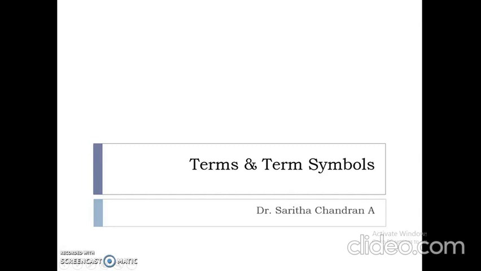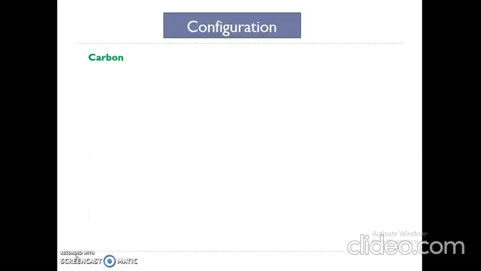Hello everyone. Today we'll study about terms and term symbols. Suppose your teacher asks you to write the electronic configuration of carbon. How will you proceed? First, you will write down the atomic number of carbon, that is 6, which means there are 6 electrons in carbon. Now, you will distribute these 6 electrons into different orbitals.